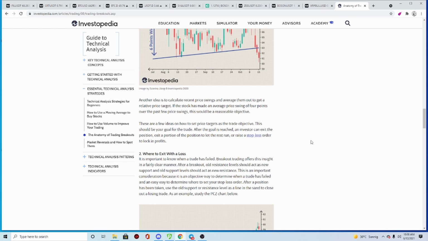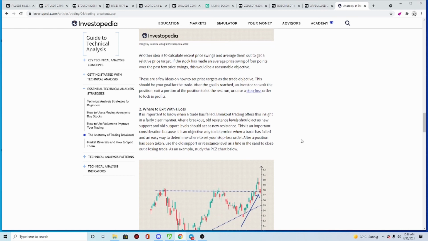Very, very important. And I'll make a video on setting stop losses and things like that. We'll go over more of that. But definitely key. Always set your stop losses. You've got to treat this like a business, like I said. That's the most important thing.